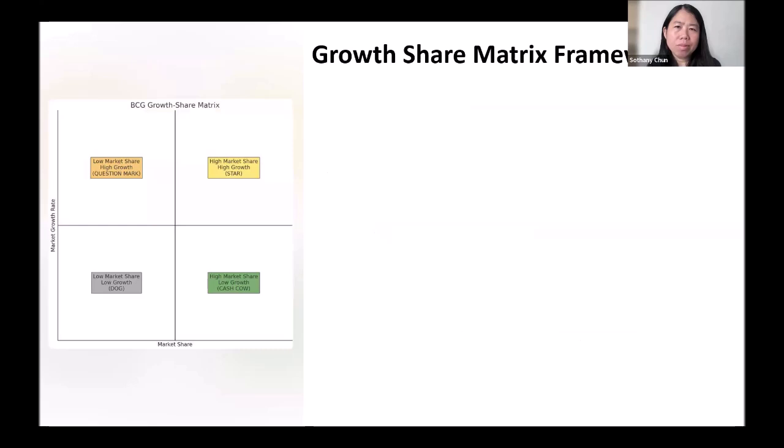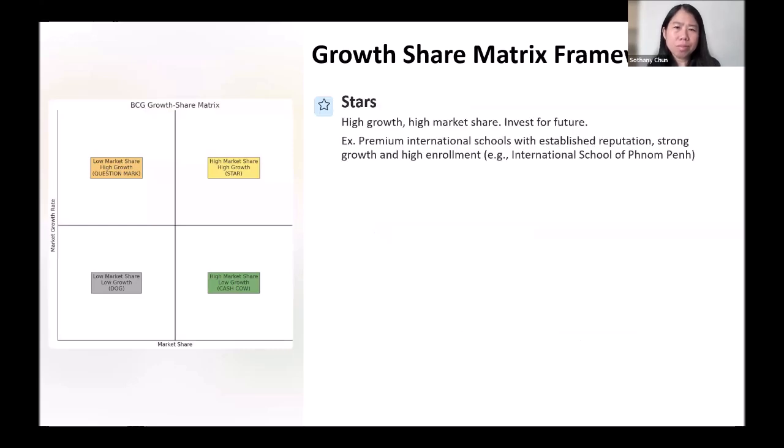Next, please. Another framework is the growth share matrix framework. This framework was introduced by BCG.